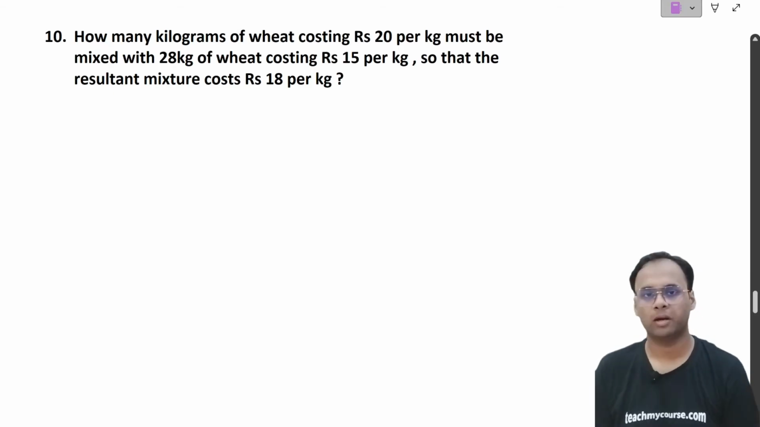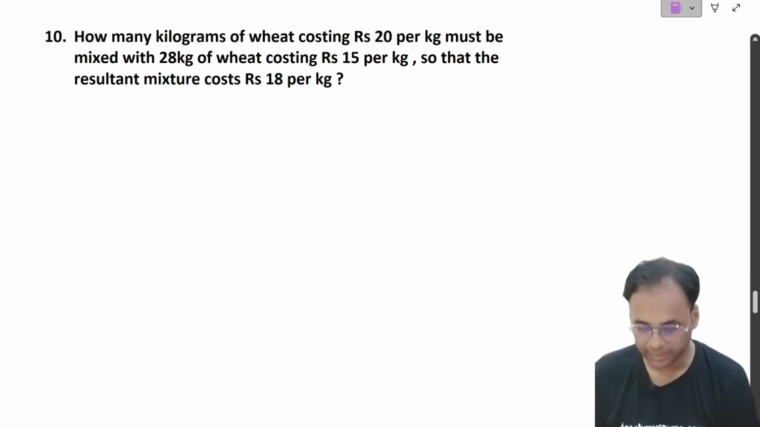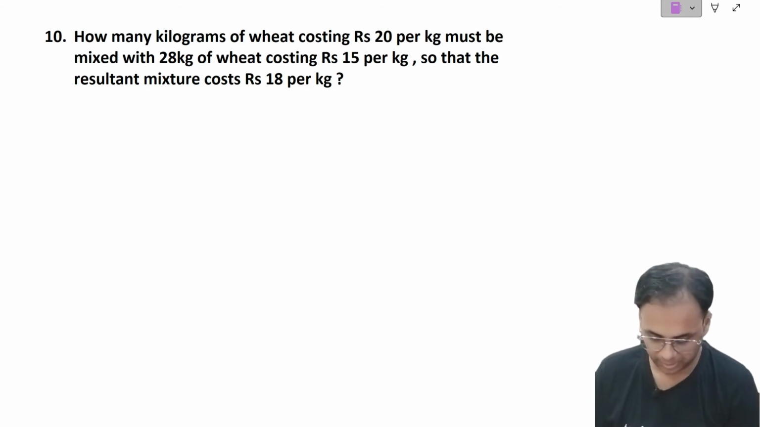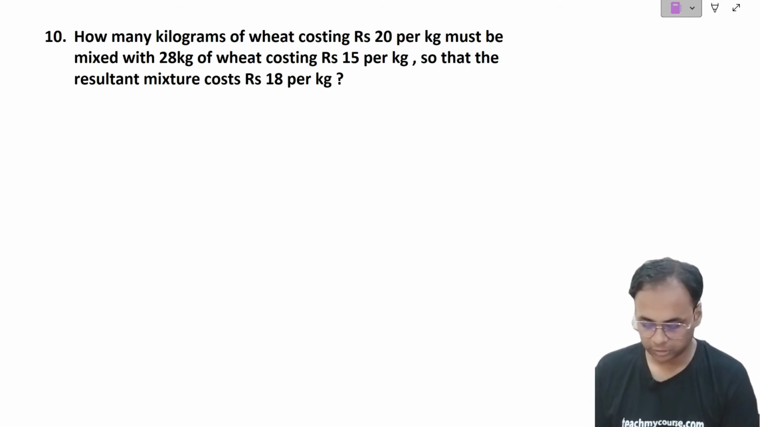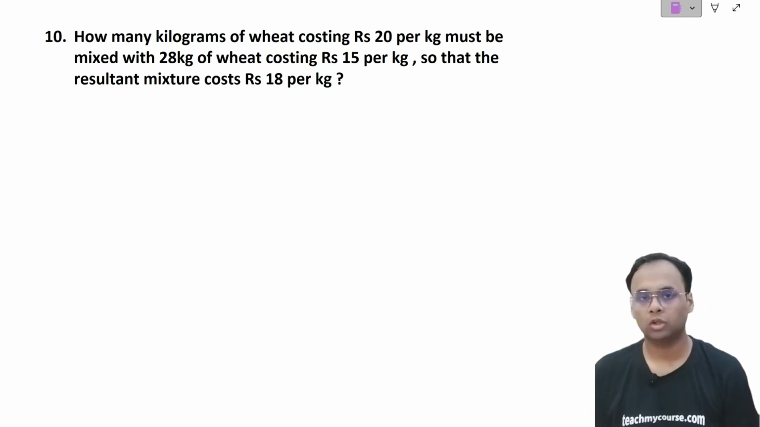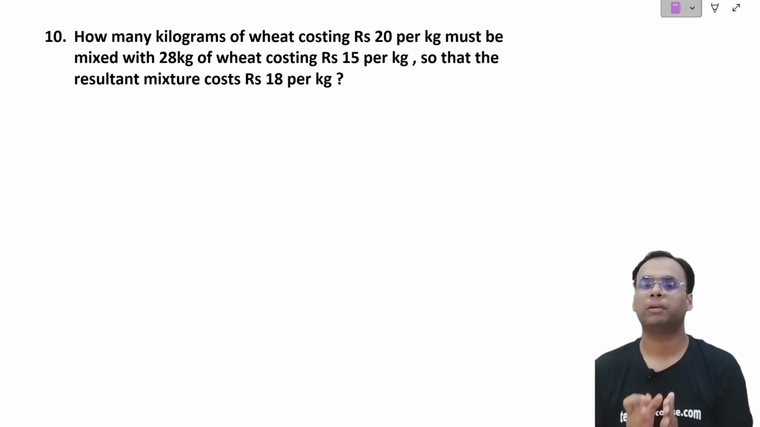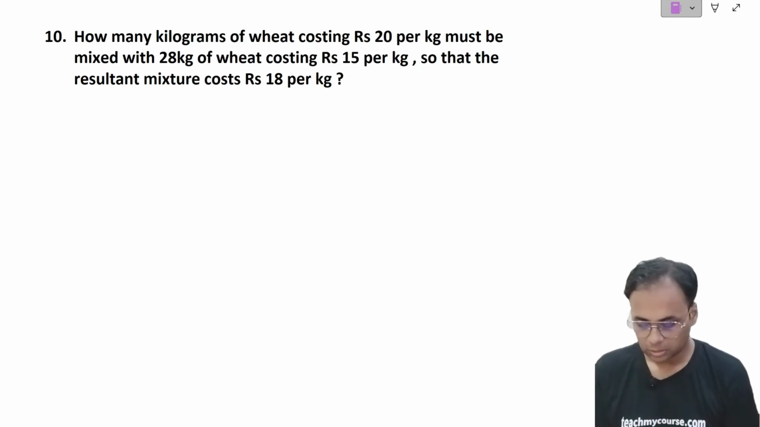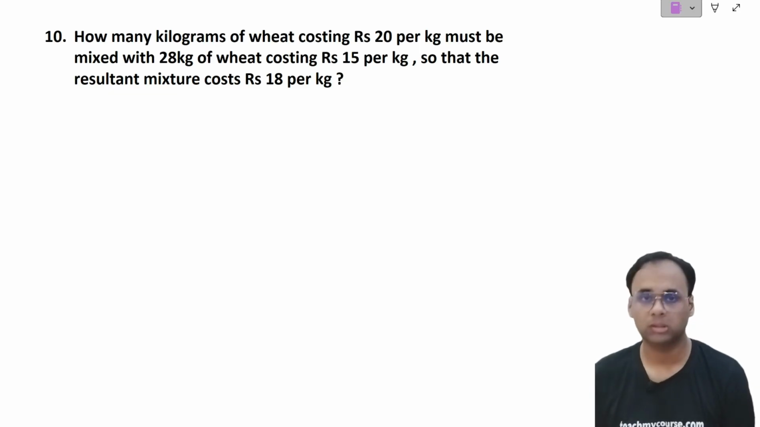Oh, this is an interesting one. This is based on average, mixtures and alligations. How many kilograms of wheat costing rupees 20 per kg must be mixed with 28 kg of wheat costing rupees 15 per kg, so that the resultant mixture costs rupees 18 per kg? There are two varieties of wheat priced differently, and when they are mixed, we get a resultant mixture which costs rupees 18 per kg. This is a concept based on alligations.